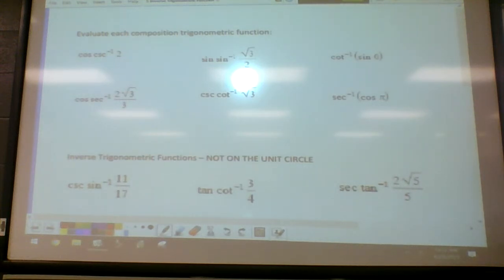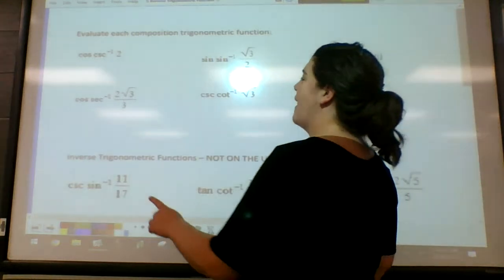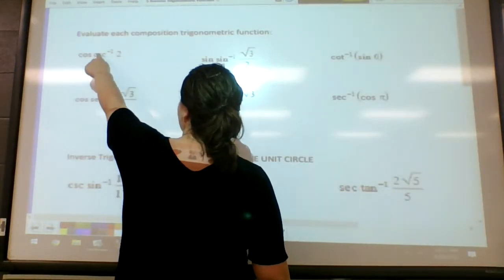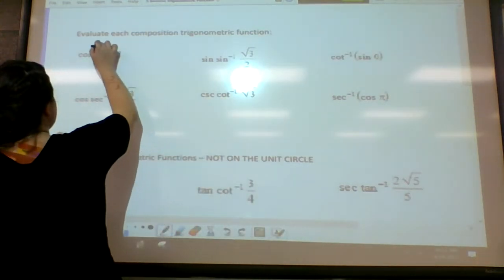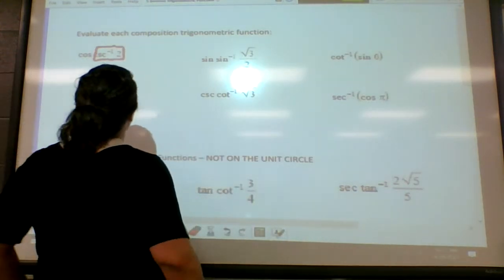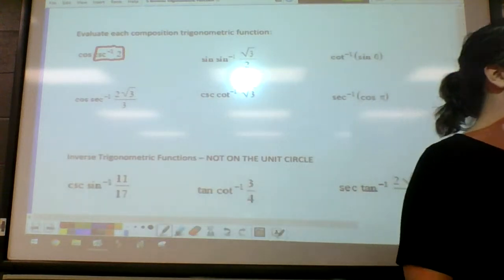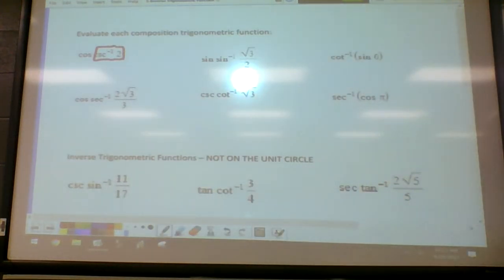So on the back, take a look. Don't be scared. It'll be all right. What we're doing here is we're going to find the cosine of the cosecant inverse of 2. So the first thing you're going to do is tell me where the cosecant inverse of 2 happens, all right? So cosecant inverse is sine, right? So where is the sine 1/2? Where is sine 1/2 at?